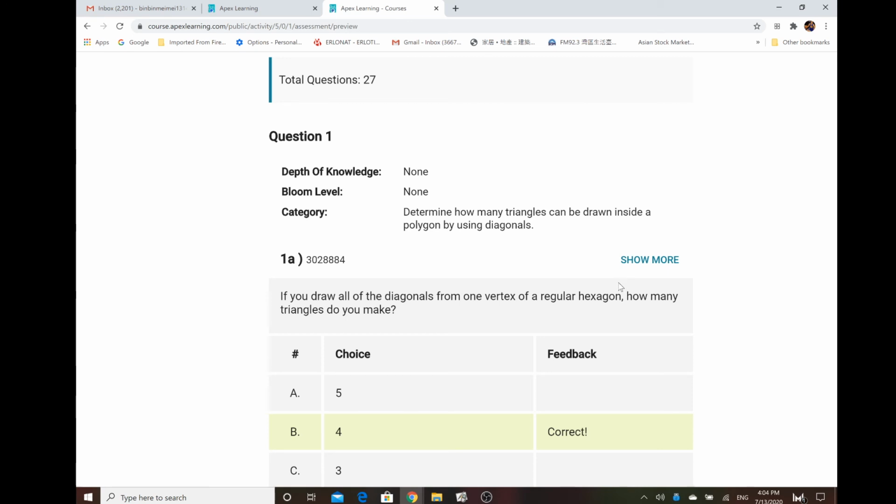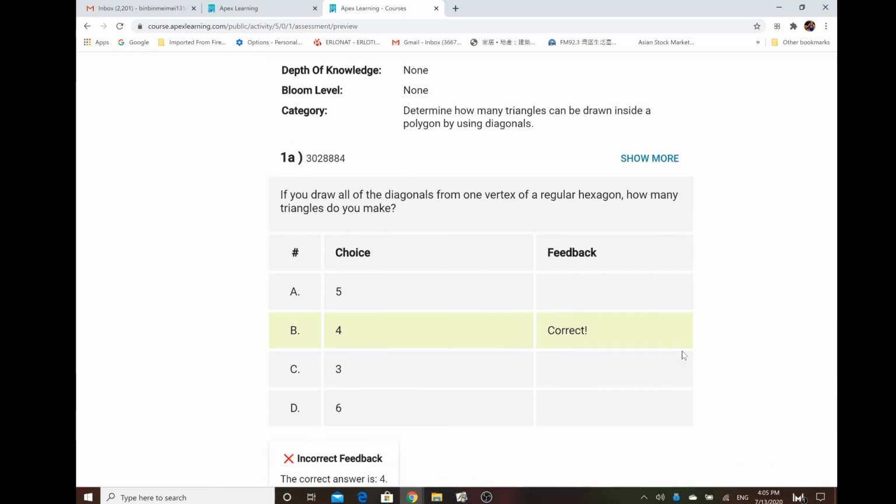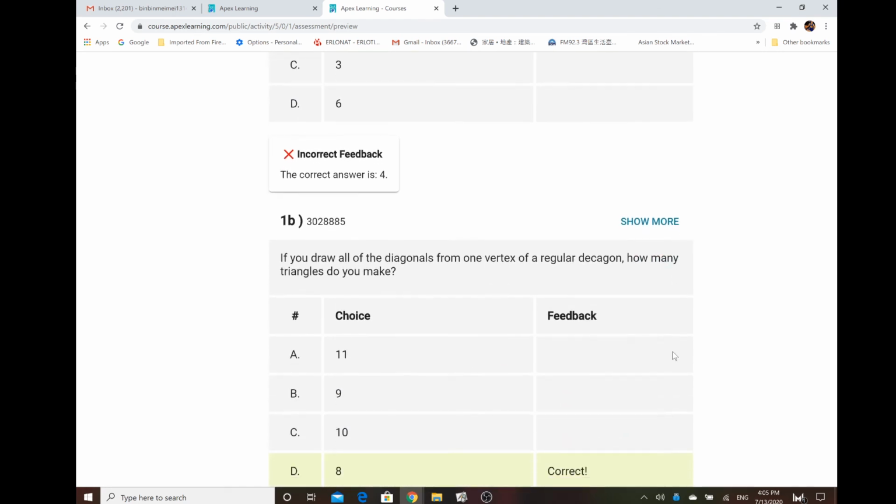Alright, so for number 1, if you draw all diagonals from one vertex of a regular hexagon, so hexagon means a 6-sided figure, regular means all 6 sides are equal, how many triangles can you make? The way to find the number of triangles is using the formula n minus 2, where n is the number of sides of the polygon. So 6 minus 2 is 4. So it's going to be 4 triangles that we can make.